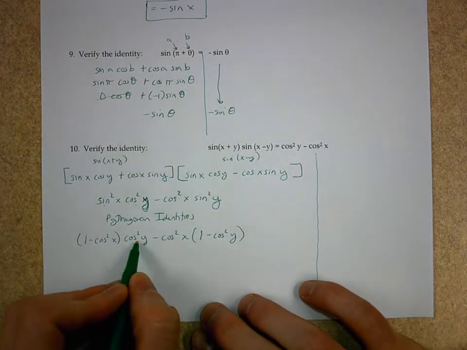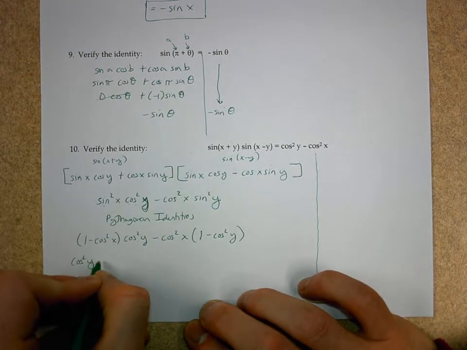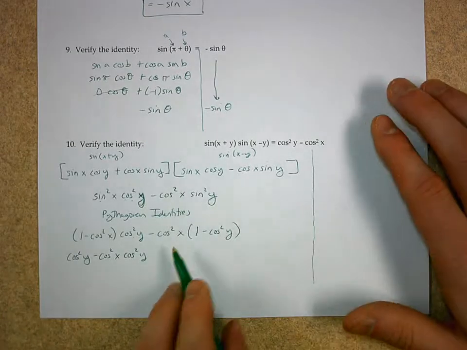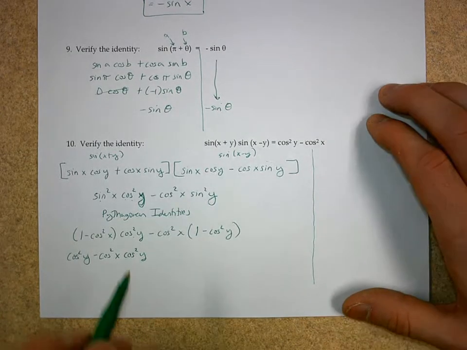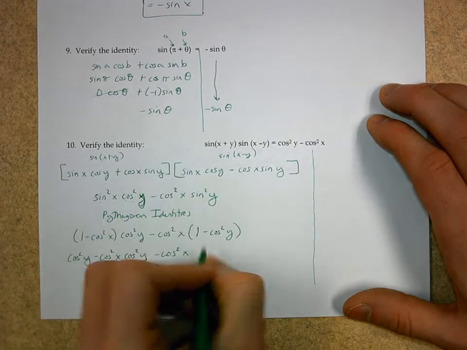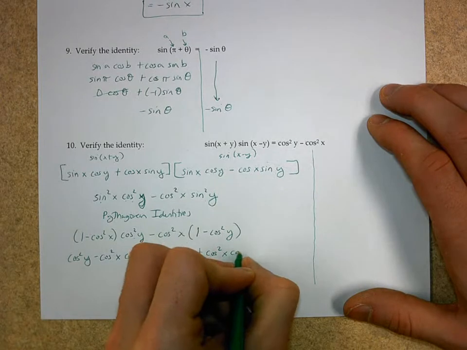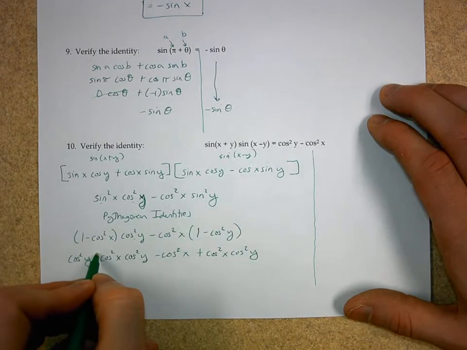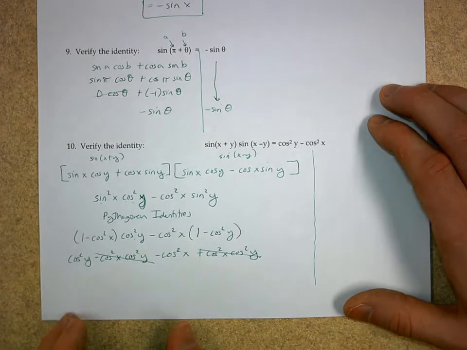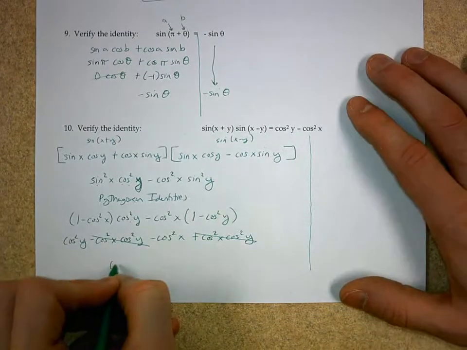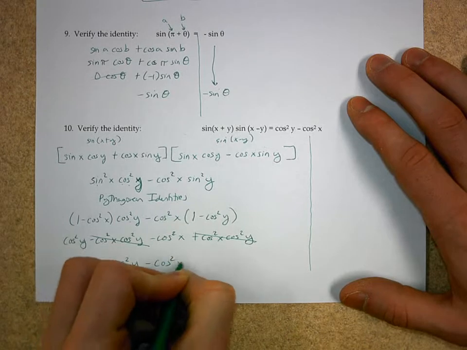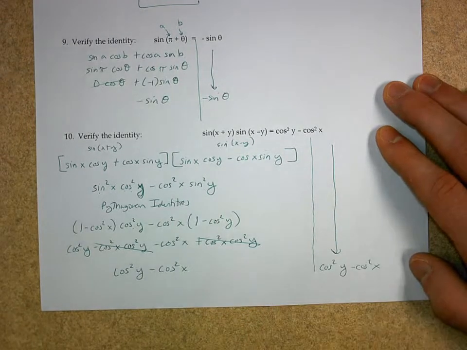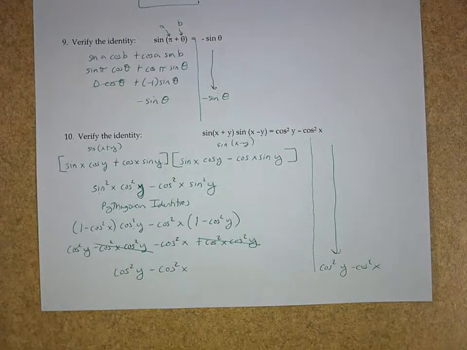Now if I distribute each of these pieces in, the cosine squared of y distributes in, giving cosine squared of y minus cosine squared of x, cosine squared of y. And then in this back piece, I distribute my cosine squared of x in. So I get negative cosine squared of x plus cosine squared of x, cosine squared of y. Two negatives when I multiply give me a positive. I can see I get a negative cosine squared x, cosine squared y, and a positive cosine squared x, cosine squared y, which go away. So then I'm just left with cosine squared of y minus cosine squared of x, which is what I was trying to prove.